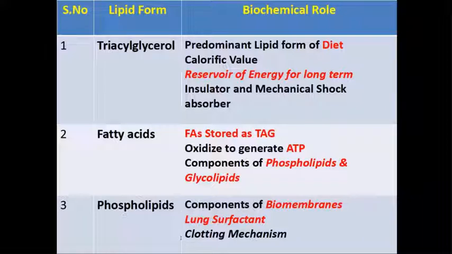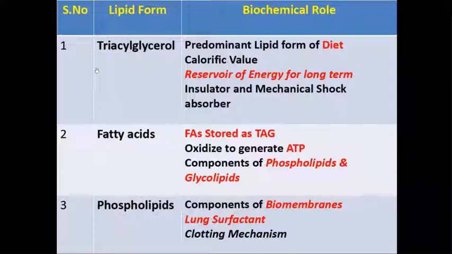The other is fatty acid. This is the simplest lipid. But fatty acids, again, can be stored in the form of what? Triacylglycerol in adipose tissue, in order to generate a large amount of ATP. And fatty acids, as you know, are a component of phospholipids, which can be found in the plasma membrane.